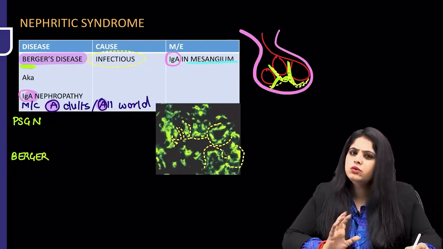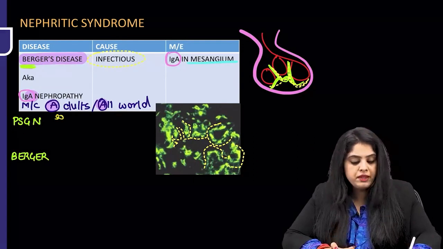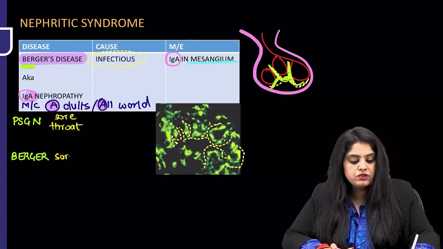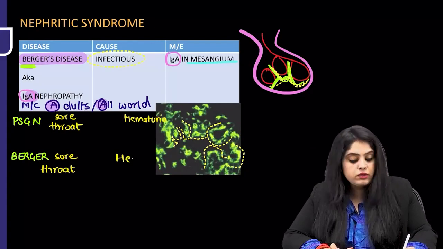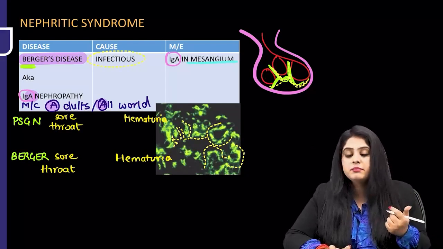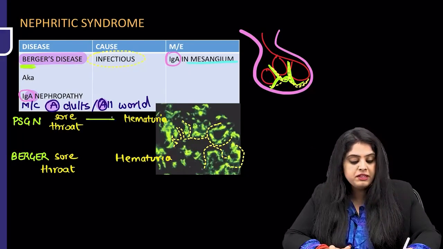First, I will say, okay, both are infectious. This means in both of them, first the patient will have sore throat because both of them are infection related. So in both of them, the person will have sore throat, and in the end, in both of them, the person is going to have cola color urine. Cola color urine basically means in both of them, patient will have hematuria. So how will I know what has been given by the examiner? First, I will say, please look at the age. PSGN is going to occur in a child, whereas Berger's is IgA in an adult. So this is going to be a history of an adult.